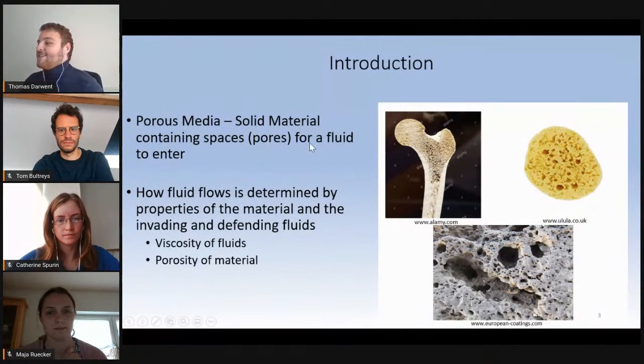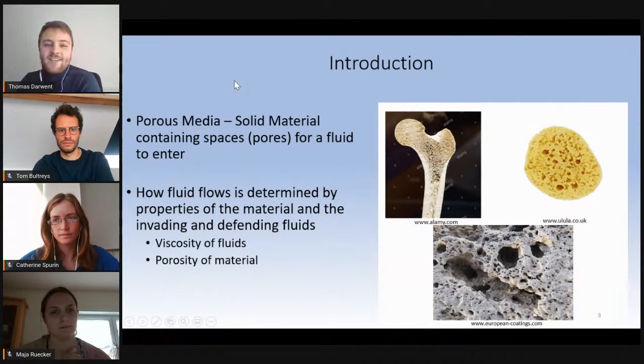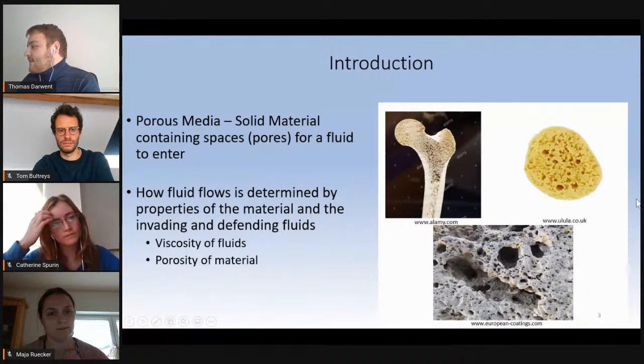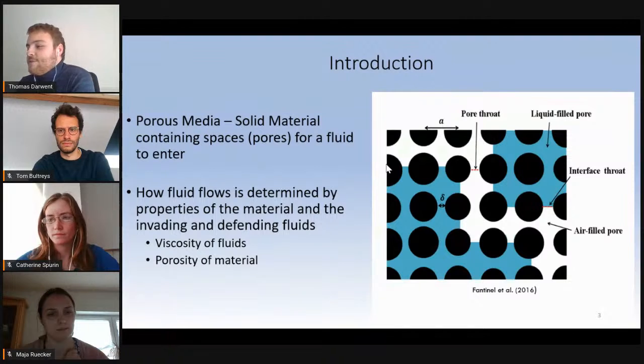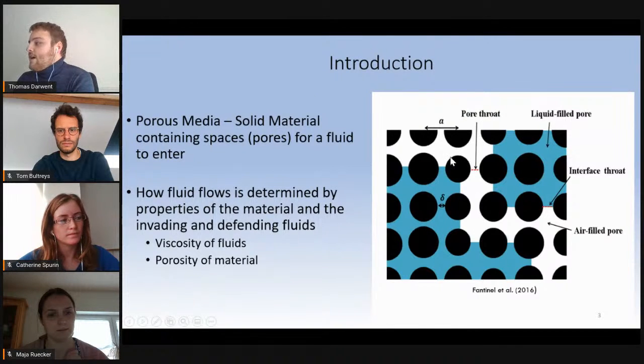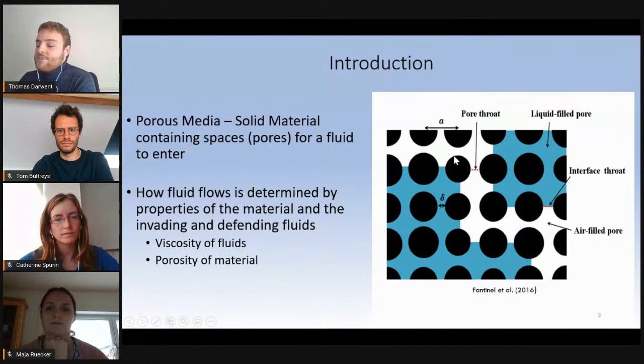So I'm sure this is a bit standard for everyone here, but just in case anyone's not sure, when we're talking about porous media, we're talking about a solid material that contains spaces or pores, and a fluid can enter into that, which could be something like a sponge, cement, or bones. And how a fluid flows in that porous media is determined by properties of the material and of the invading and defending fluids, so the viscosity of the fluids or the porosity of the material. And in particular, when I'm talking about disorder and particle size correlations, it's important to remember that these pore throats here can vary the path that the invading fluid can take.